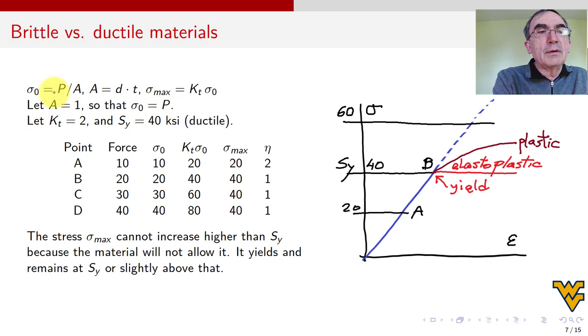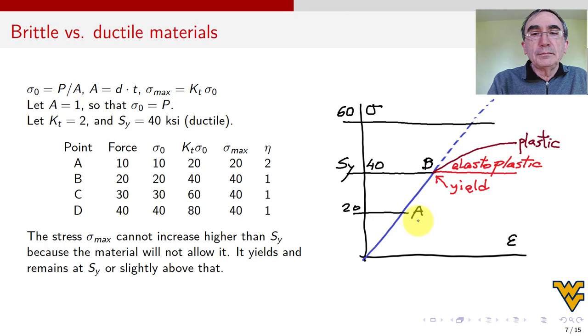So now for this discussion, we're going to assume that the area is 1, so that sigma 0 is directly P. From this equation, sigma 0 is P over A, I put A equal to 1, so sigma 0 is P. And then stress concentration, I'm going to assume is 2. And of course, S of y is 40, and it's ductile. So here we go with the loading program.